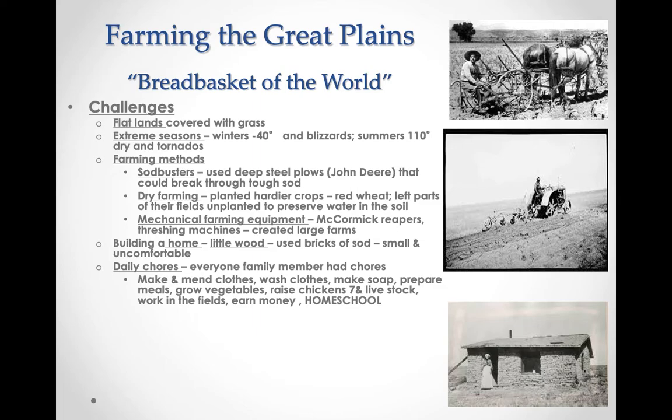Winters could reach as low as 30 or 40 degrees below zero and often included blizzards in the northern states of North Dakota and South Dakota. In some of the southern states, summer weather reached as high as 100 to 110 degrees, and the land was very dry. This high temperature, along with the dry land, would make it difficult for farming and often resulted in harsh or severe weather such as tornadoes that settlers had to deal with.